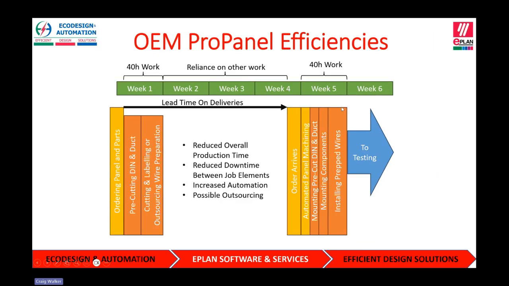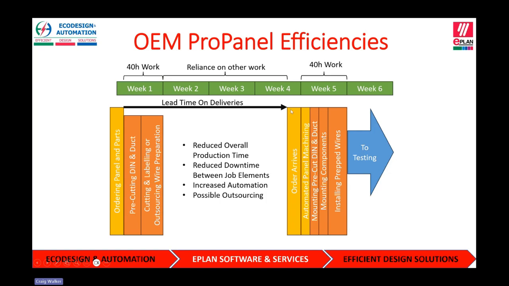So the advantage we get out of ProPanel is that you're able to disjoint this and actually make some of these processes happen independently. So obviously at the start, you continue with your ordering of parts on your panel, but then as soon as that order's gone in, you can start by pre-cutting your DIN and duct, and this is because you've created a digital twin of the panel. And then you can start looking at cutting and labeling all your wires or outsourcing your wire production to arrive in bags ready to install straight away. And this can happen before you've even got the panel delivered.